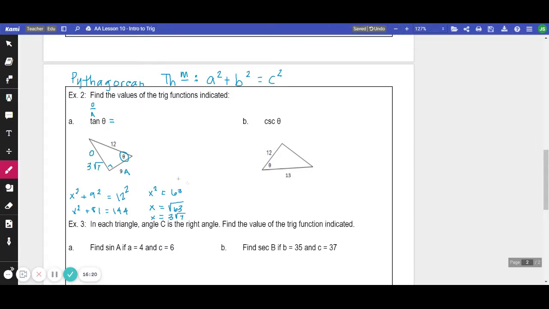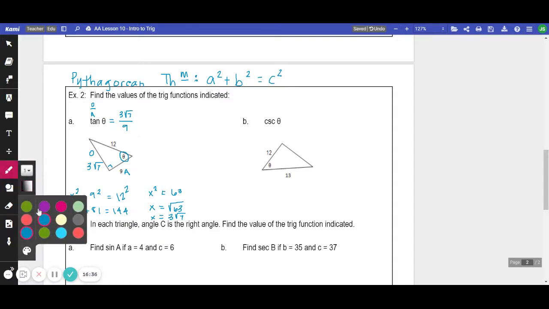Okay, so finally, I have my two sides. Tangent is the opposite, 3 square root 7, divided by the adjacent. The adjacent is 9. But look, we can simplify again. It's still not simplified. Delta makes you simplify everything. We need to reduce that fraction. That 3 over 9 reduces to 1/3. So it's 1 root 7 over 3. You want to try this one? You should pause me and try this one.